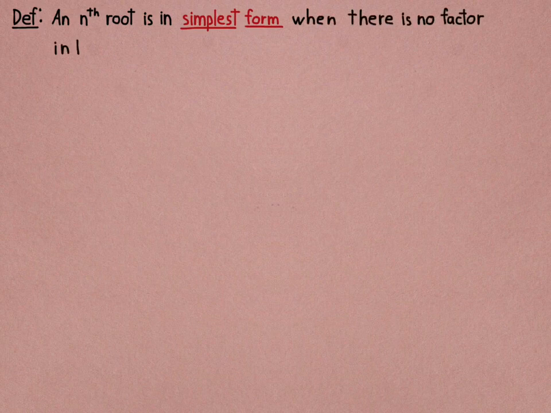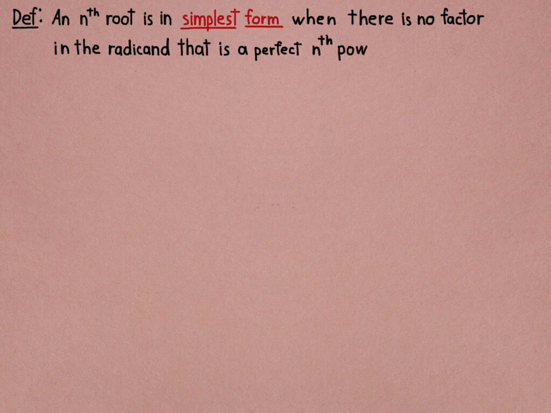All right, this video is about simplifying radicals and simplified form. So, definition: an nth root is in simplest form when there is no factor in the radicand, this is the stuff inside the radical, that is a perfect nth power other than one, the trivial one.